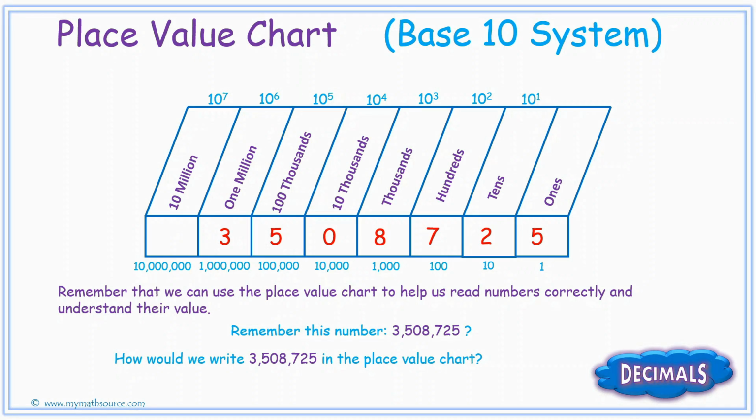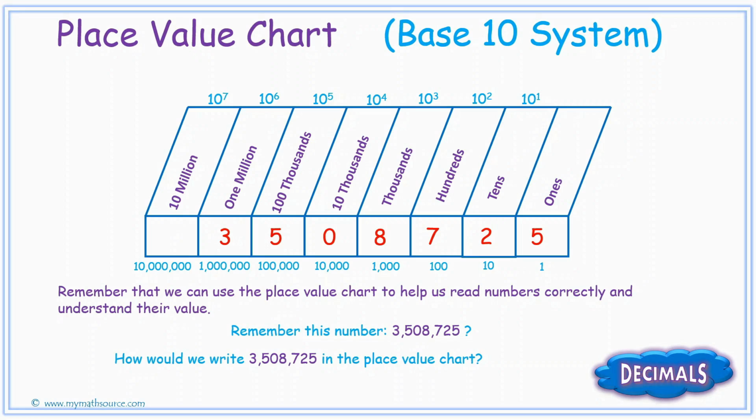The next number is 7, and it's in the hundreds place. 2 is in the tens, and remember, when we go by tens, we say 10, 20, 30, 40, 50, 60, 70, 80, 90. So 2 in the tens place would mean 20. And then 5 is in the ones. So the way we say the number, simply look at each place value, 3,508,725 by order.